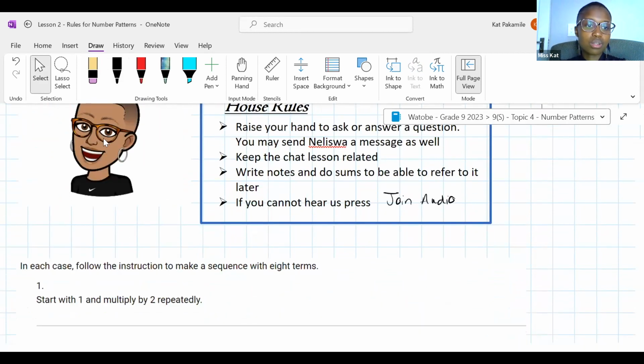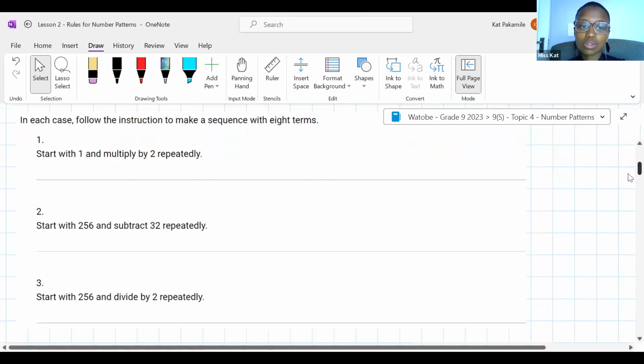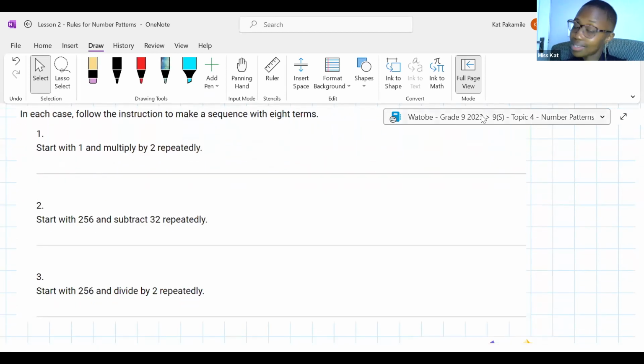Cool. So it's still busy with number patterns. Today, we're going to focus on following and setting rules, but we're not using the number pattern notation yet. That would be in the next lesson.